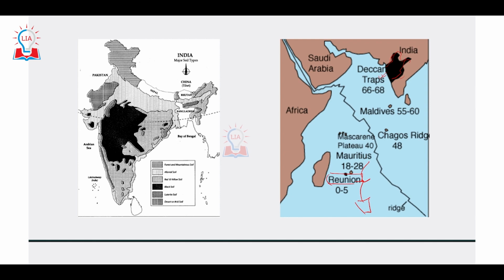And over a period of millions and millions of years, due to the agents of erosion such as movement of wind, movement of water, these volcanic rocks have been eroded to give way to the black soil.